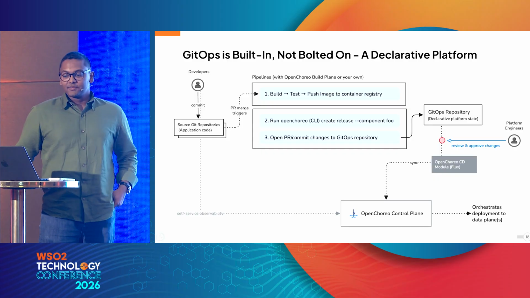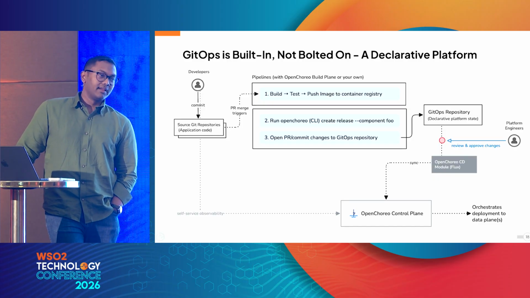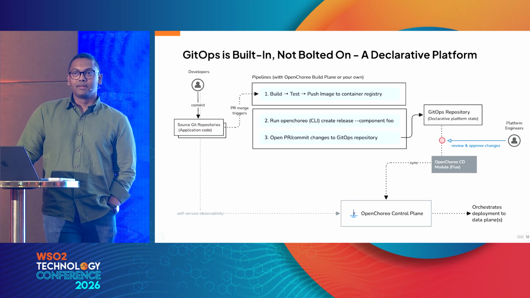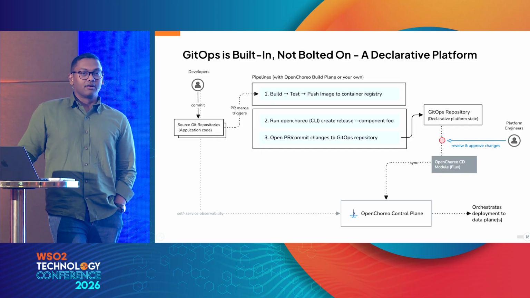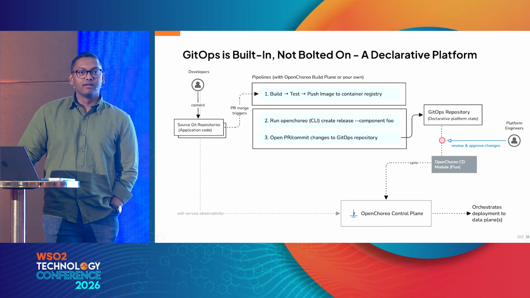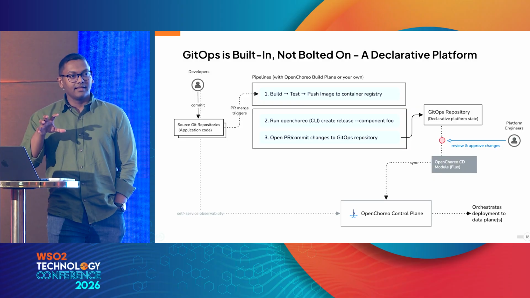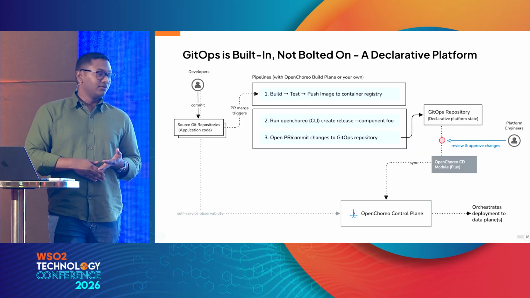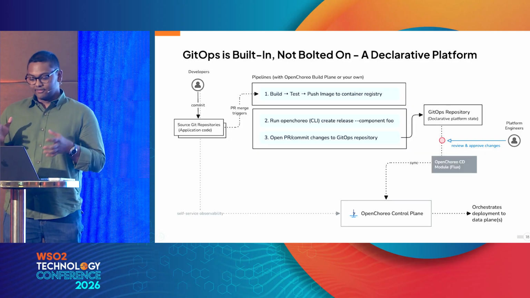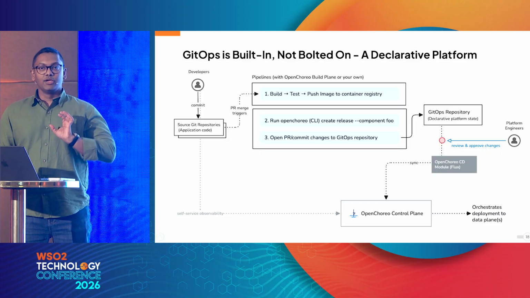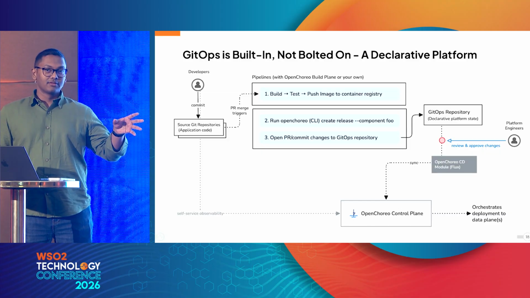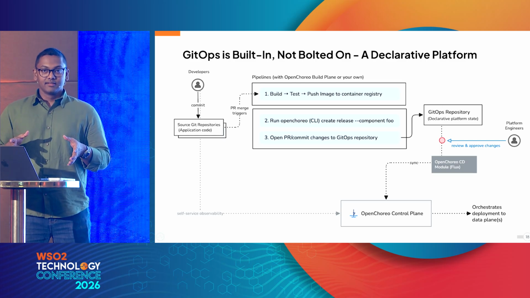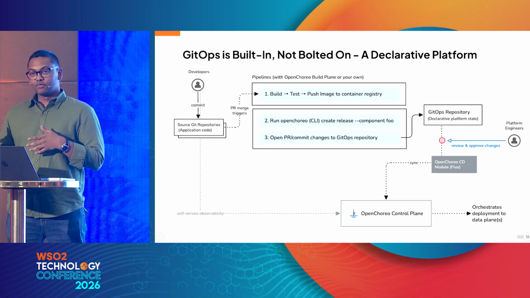So GitOps, again, is built into OpenChoreo. Unlike previous versions of Choreo, we made it a point to make OpenChoreo completely declarative, meaning we work on top of the Kubernetes CRD model, and you can define the entire state of your platform, not just your applications, right? The state of your data plane, the modules that you're using, all of that can be declaratively defined in a Git repository. So not only are you deploying applications through Git, you're also defining the entire state of your platform in Git.